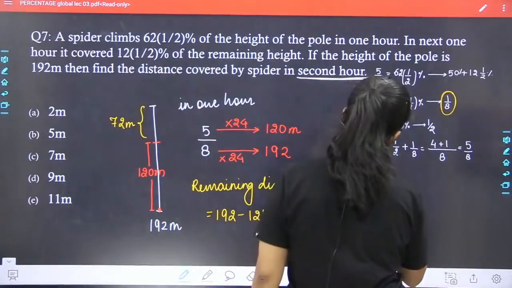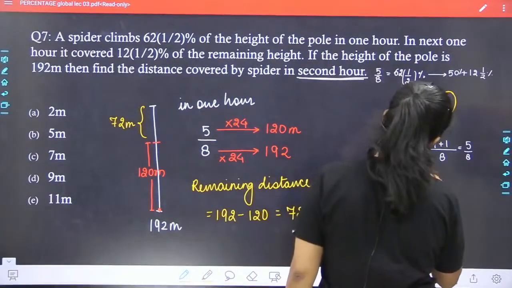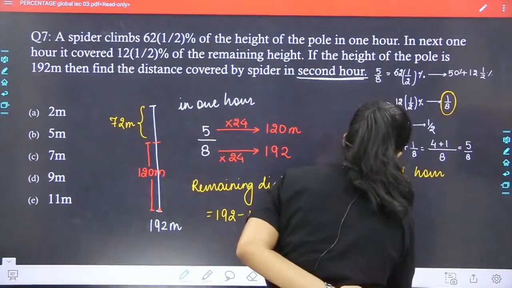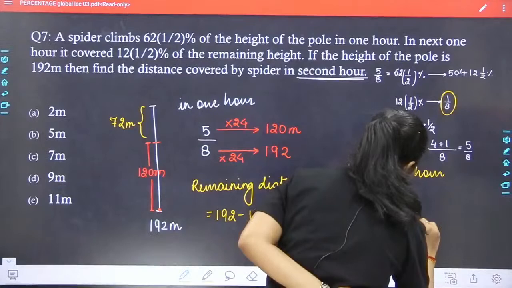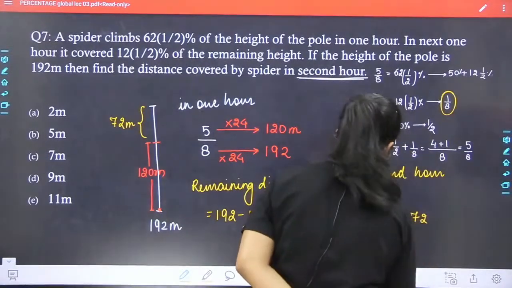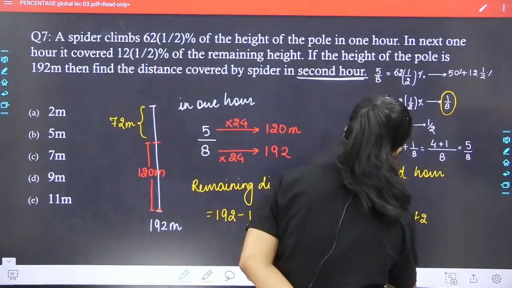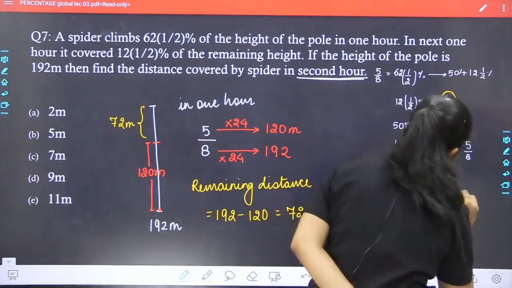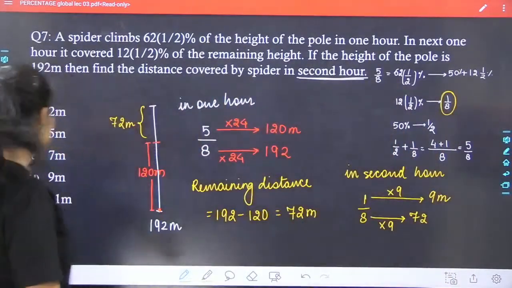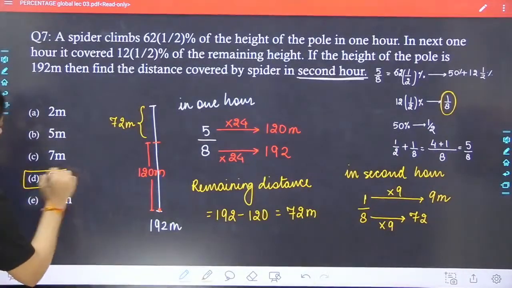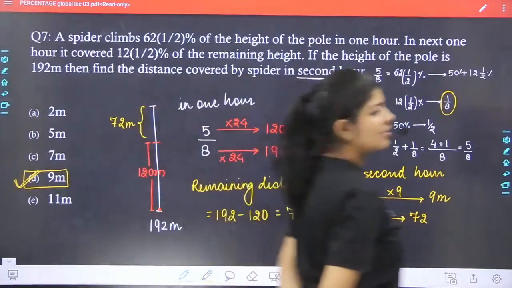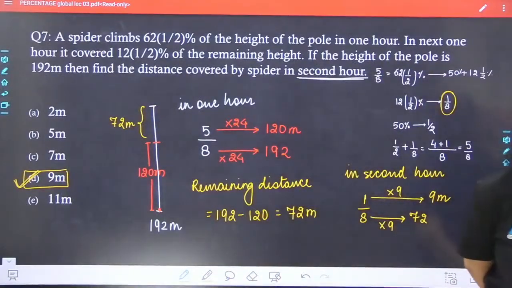In the second hour, the value of 8 is nothing but 72. That is on the multiple of 9. That means in the second hour, it will cover only 9 meter distance. That means the correct option over here is option number D.